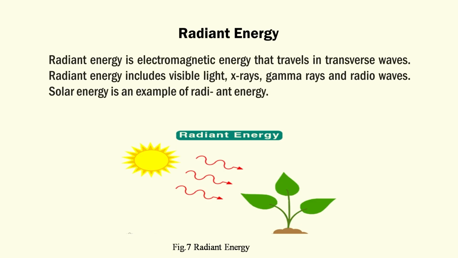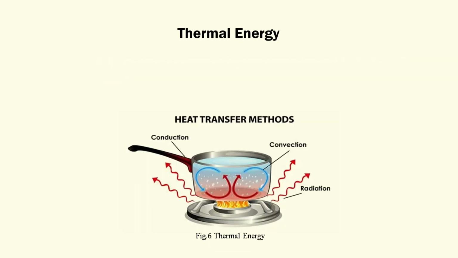Radiant energy is the physical energy resulting from electromagnetic radiation, usually observed as it radiates from a source into the surrounding environment. Radiant energy sources include the entire electromagnetic radiation spectrum, including gamma rays, X-rays, radio frequencies, microwaves, light, and heat. Radiant energy is electromagnetic energy that travels in transverse waves. Radiant energy includes visible light, X-rays, gamma rays, and radio waves. Solar energy is an example of radiant energy. Thermal energy. Thermal energy refers to the energy contained within a system that is responsible for its temperature.